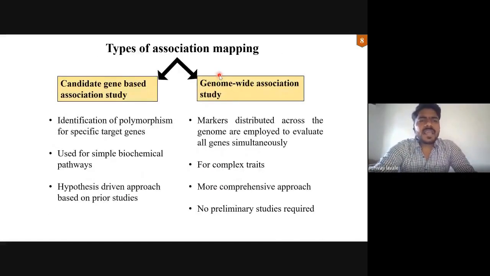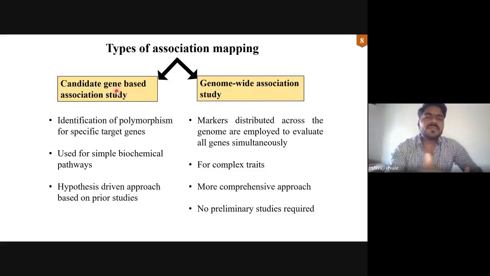What are the different types of association mapping? There are two types. First is candidate gene-based association study. Another is GWAS. So, what is a candidate gene-based association study? If we have a preliminary study or a rough idea about the location of QTL or genes, say suppose QTLs are located in this chromosome of the genome, we can target only that region for association study using a diverse germplasm panel.